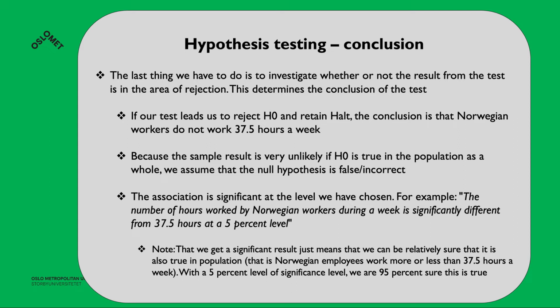The association is then significant at the level we have chosen. For example, the number of hours worked by Norwegian workers during a week is significantly different from 37.5 hours at a 5% level. It's important to note that getting a significant result just means that we can be relatively sure that this is also true in the population. That is, Norwegian employees work more or less than 37.5 hours a week, and with a 5% significance level, we are 95% sure that this is true.